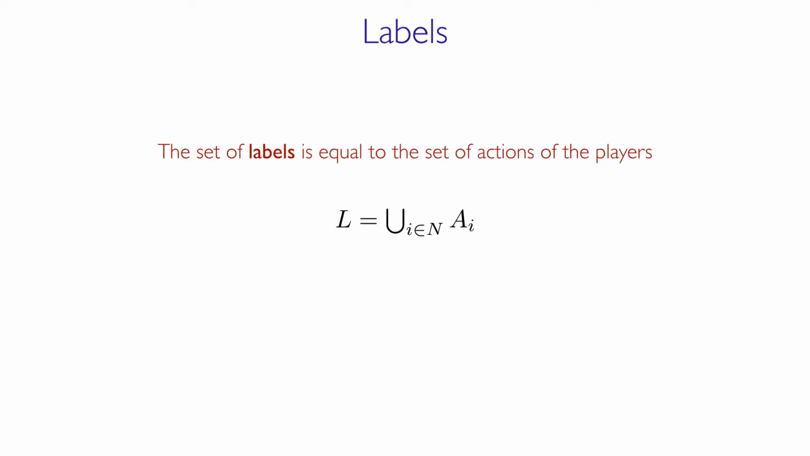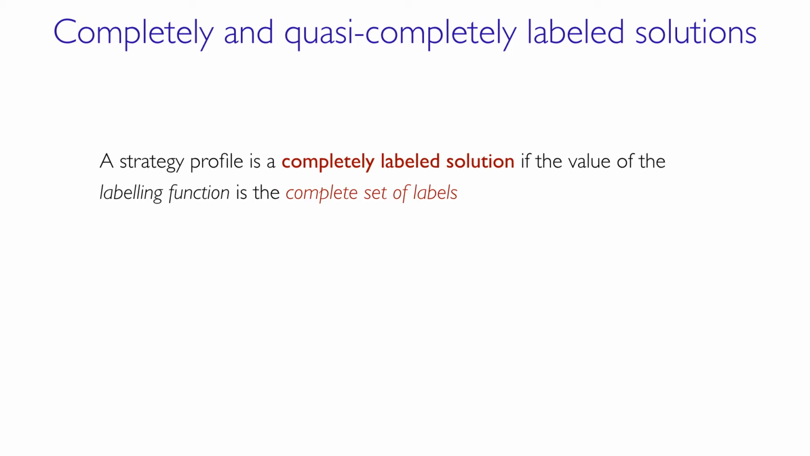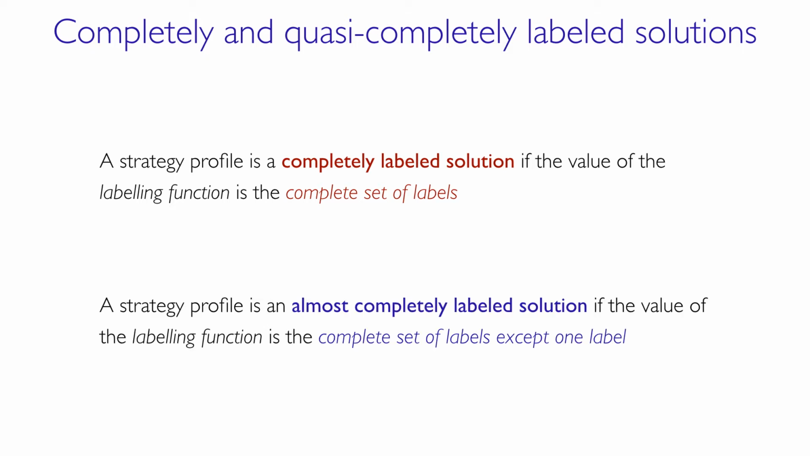The Lemke-Howson algorithm is based on labels. The set of labels is equal to the set of actions of the players. Therefore, there is one label per action of every player. Given a strategy profile, the labeling function returns a subset of the possible labels. A strategy profile is a completely labeled solution if the labeling function returns the complete set of labels, that is, one label for every possible action of all the players.